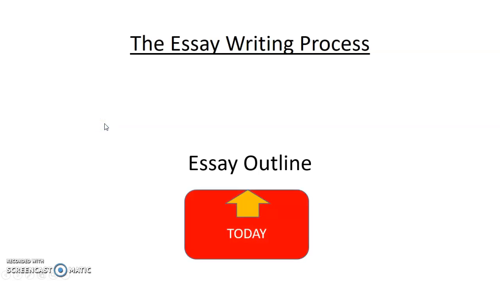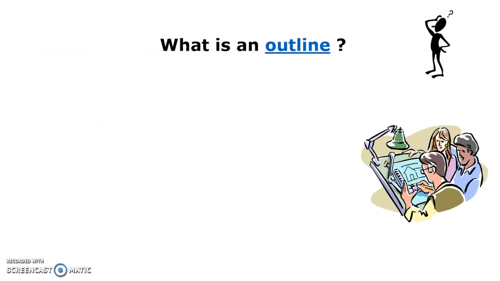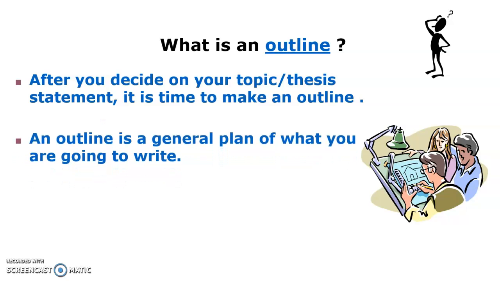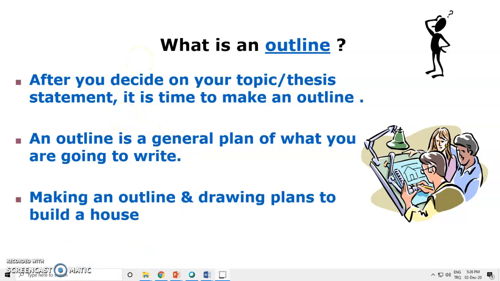And today we will talk about creating an essay outline. So what is an outline? After you decide on your topic or thesis statement, it is time to make an outline. It is a general plan of what you are going to write. We could argue that making an outline is similar to drawing plans to build a house. If your outline is good, your essay will come out good. If your plans are good, again, the building of the house will go smoothly and you will not have any problems.